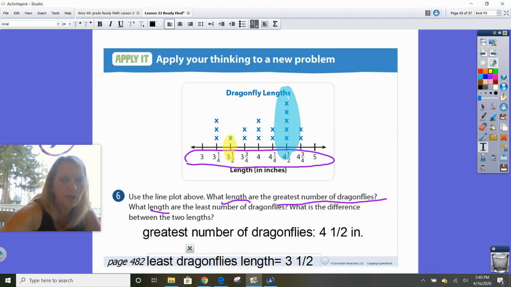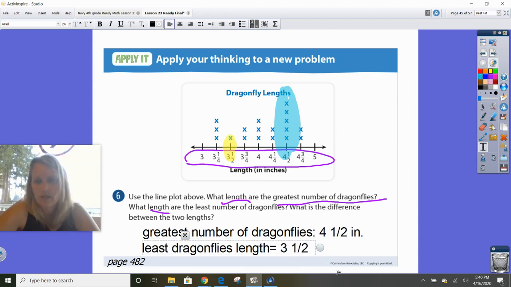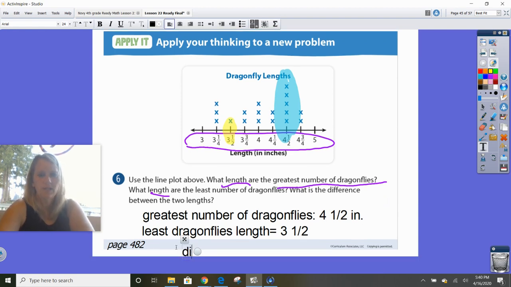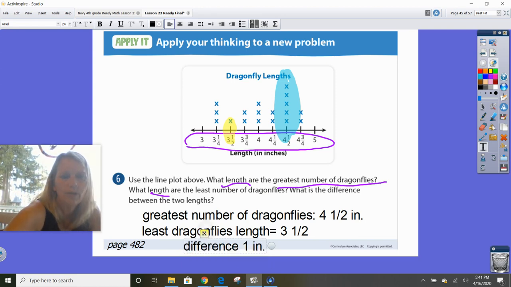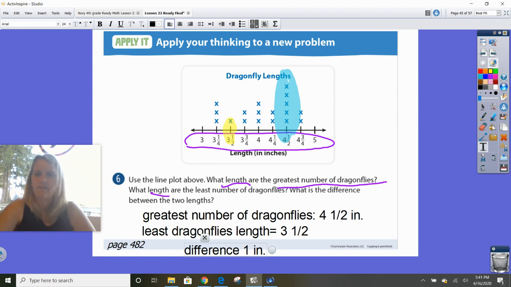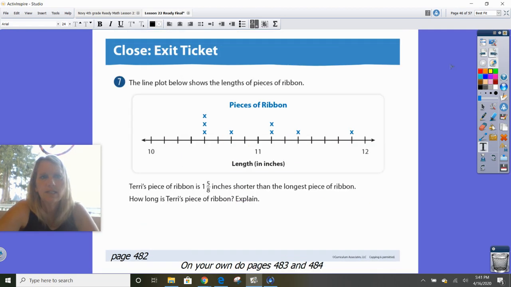This one has 3 parts. Part 2. Now part 3, what is the difference between the two lengths? 4.5 minus 3.5 is what, everybody? That's easy for you. Difference. Easier than spelling difference, apparently. Is 1 inch, right? 3.5 plus 1 gets us to the 4.5. Okay. Sweet. We did it.